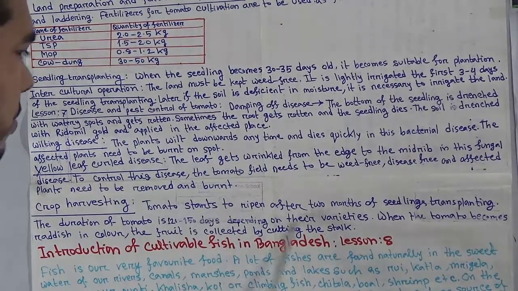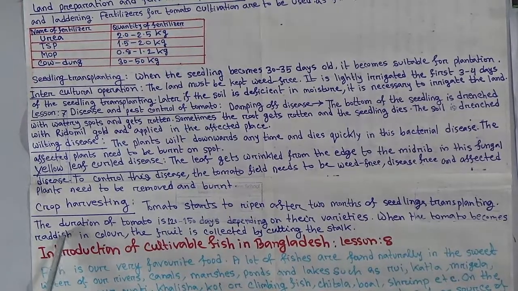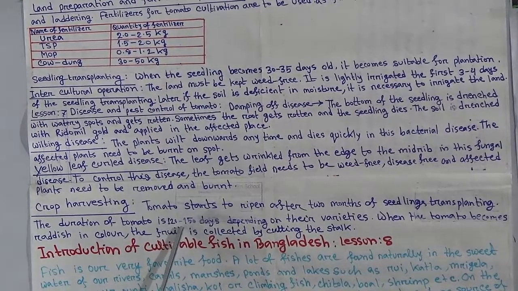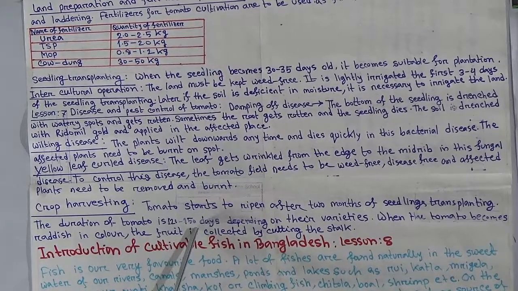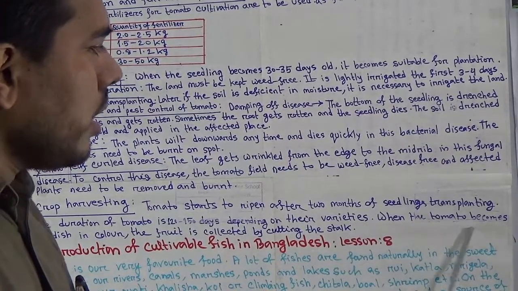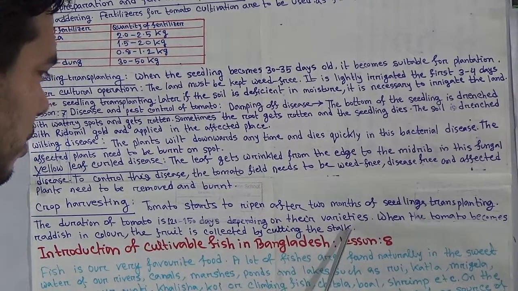Tomato starts to ripen after 2 months of seedling transplanting. The duration of tomato is 120 to 150 days depending on their varieties. When the tomato becomes reddish in color, the fruit is collected by cutting the stalk.